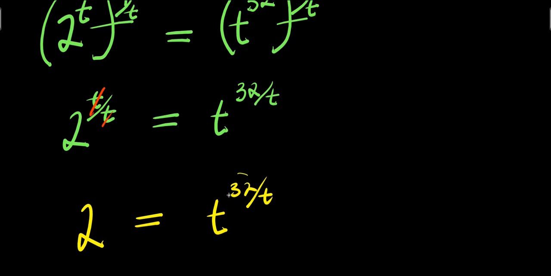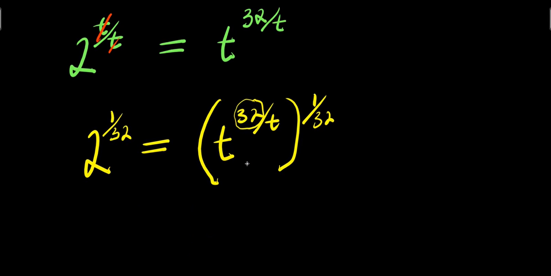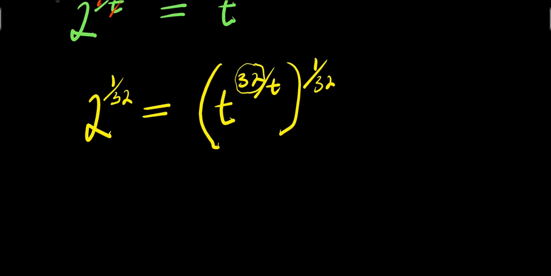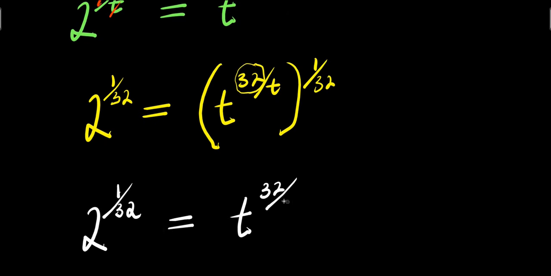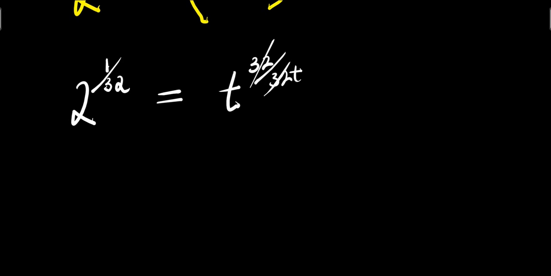We can also eliminate 32, so we raise this to the power of 1 over 32. So from here, we have 2 power 1 over 32 equals t power 32 times 1 over t, that is 32 divided by 32t. 32 cancels 32. Then we have 2 power 1 over 32 equals t power 1 over t.